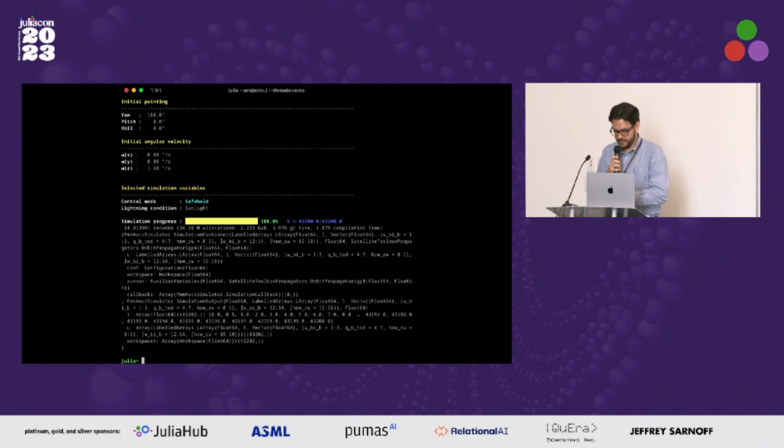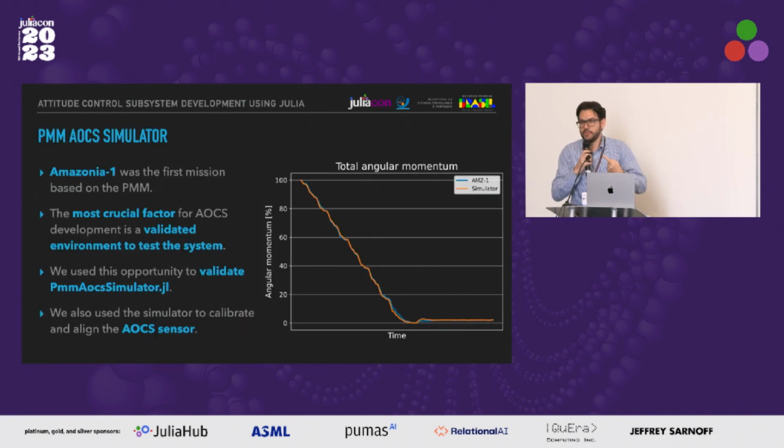It must be accurate. And we use Amazonia 1 to validate the simulator because at INPE, we need to validate the simulator for the future missions. In this case, we obtained the very first telemetry frame from the satellite. So the satellite was launched and communicates with the ground. We take the very first telemetry frame, obtain the initial state, and input it to the simulator.